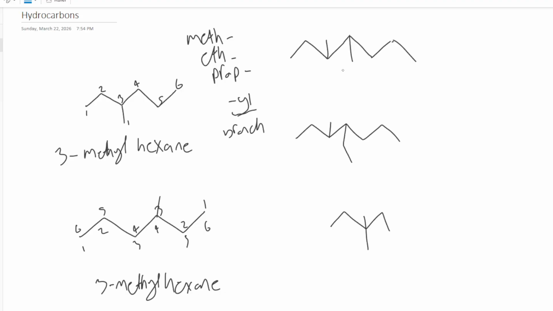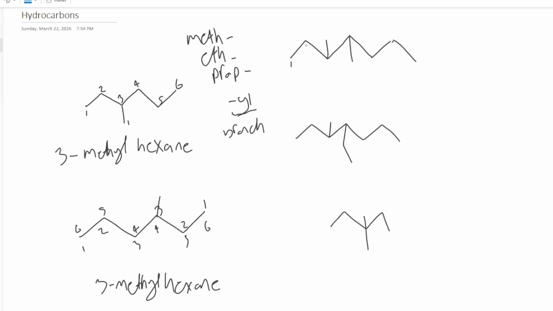Now, what would we do if we have multiple branches? Here specifically, multiple branches of the same type. Well, the convention is actually very similar. What you do is you simply state all the positions these branches of the same type are. So if we were to look at this, let's see what the longest chain in this hydrocarbon is.